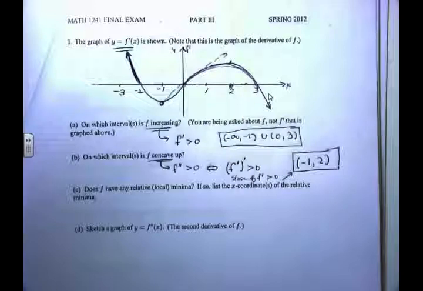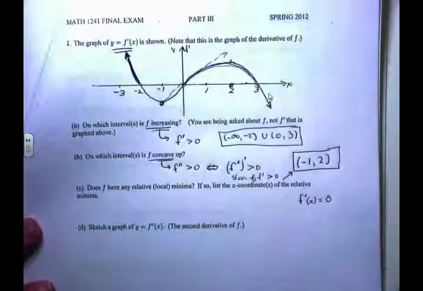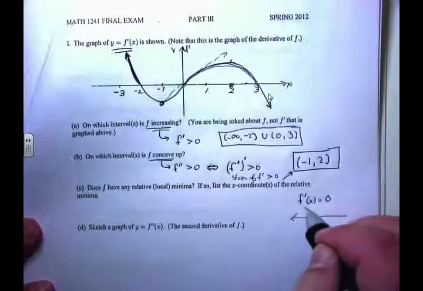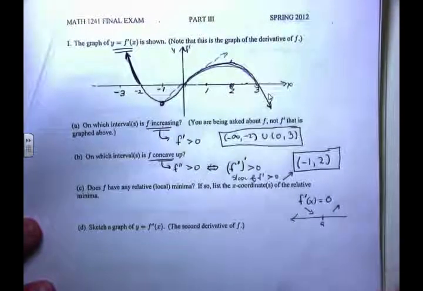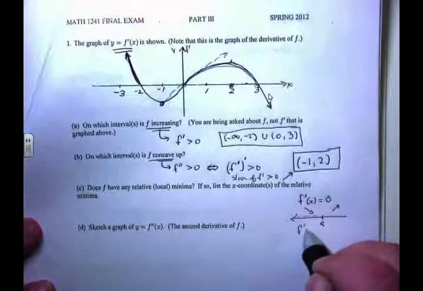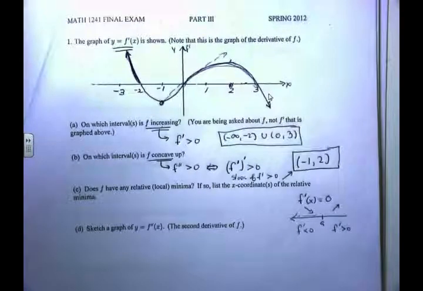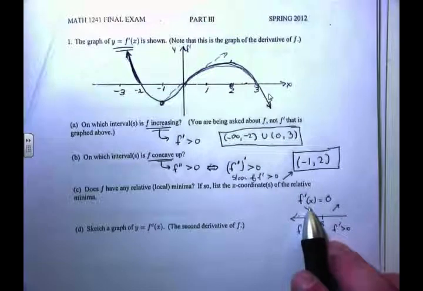All right, next one. Quote, does f have any relative local minima? If so, list the x-coordinates of the relative minima. Okay, minimum. First off, how do I get a minimum? Well, first I have to have a critical number, so I have to figure out where the derivative is equal to what? Zero. And to be a minimum, I have to go down and then back up at that point, which means I have a negative slope, or negative derivative, there. The derivative has to be negative, and then after I hit the point, the derivative has to be greater than zero. That's just the concept of what it means to be a minimum point. Does that make sense? First, I have to figure out where the derivative is equal to zero.